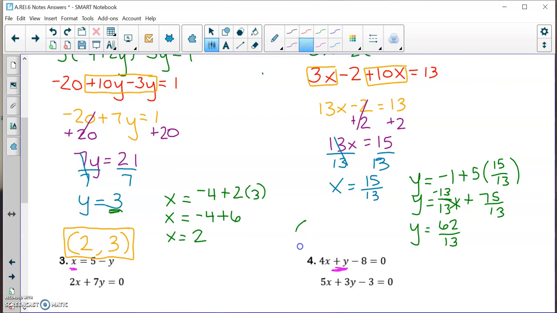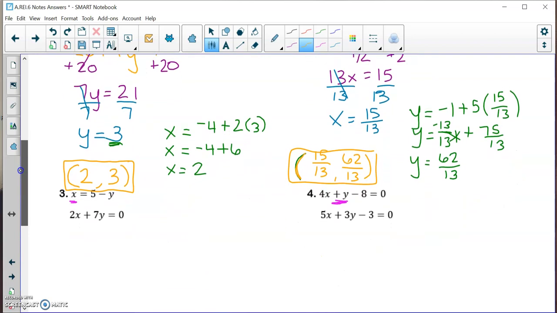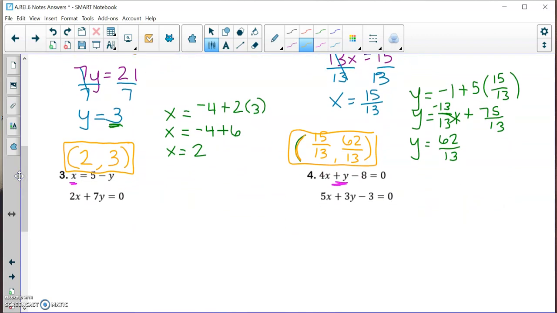So my ordered pair, x should always come first: 15/13, 62/13. That is my answer. All right, moving on to number 3.